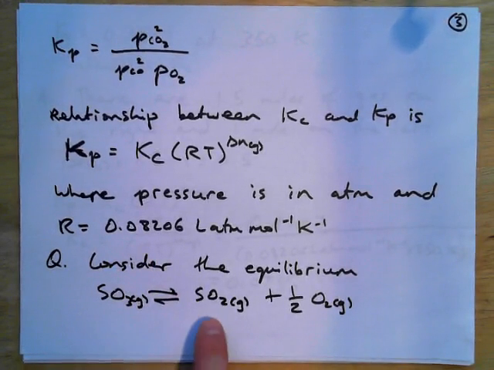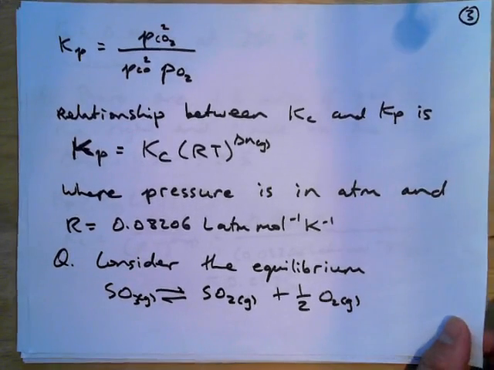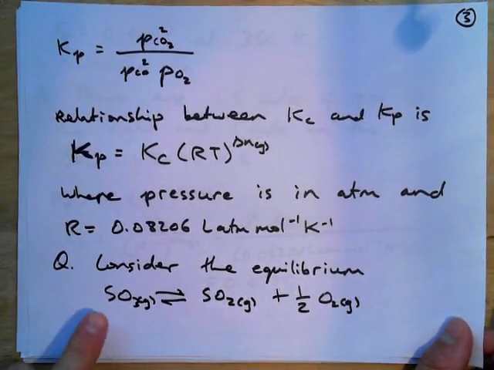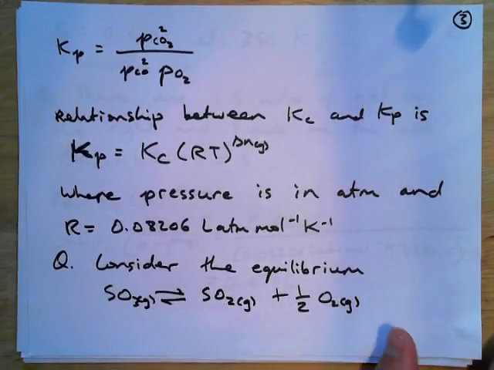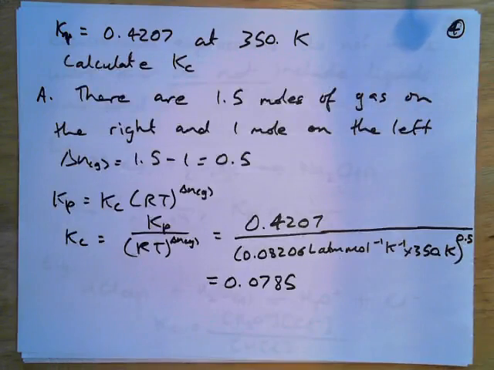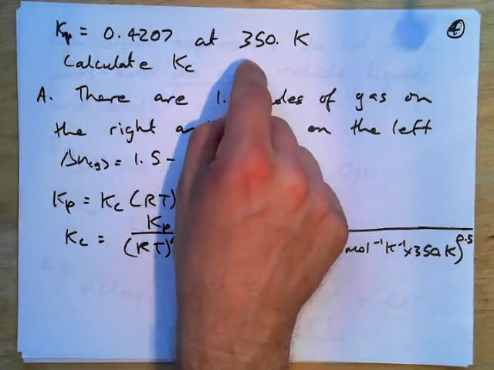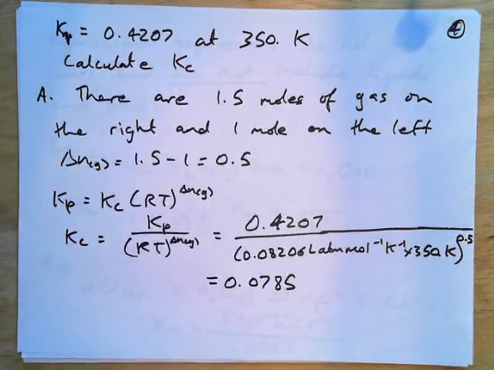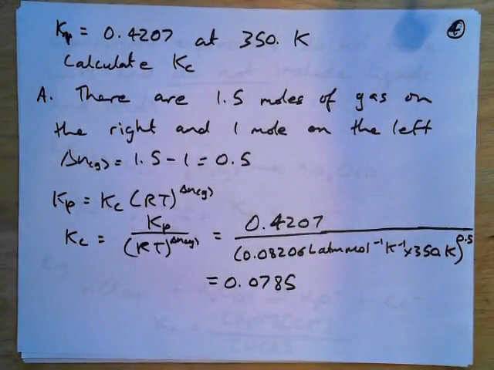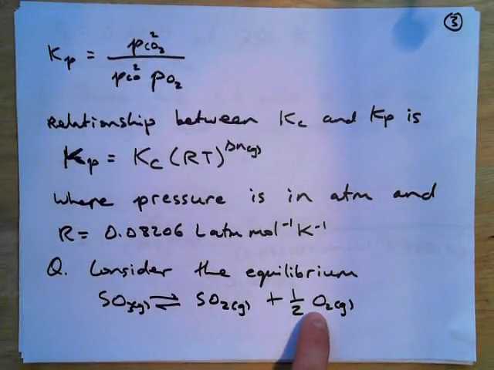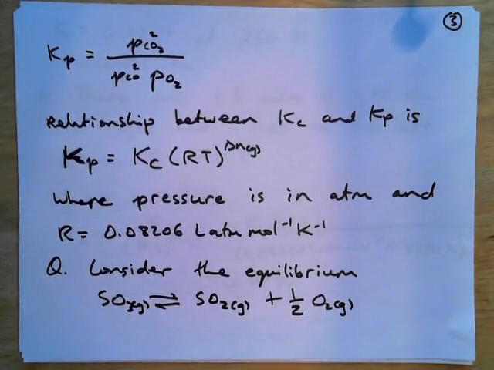So let's consider this following equilibrium. We've got SO3 gas going to SO2 gas plus a half O2. Our equilibrium expression is going to have O2 to the power of a half, SO2, and SO3 in the equilibrium expression. Now, if for this particular reaction we have a Kp of 0.4207 at 350 Kelvin, how would we calculate Kc? Well, if we go back to our original equation, we see that there's 1.5 moles of gas in the product. So there's 1 mole plus a half mole. And there's 1 mole on the reactant side.